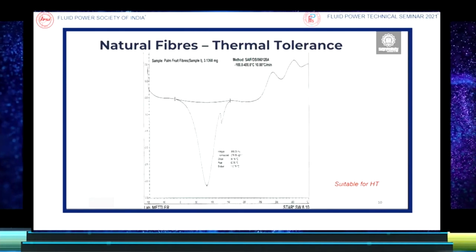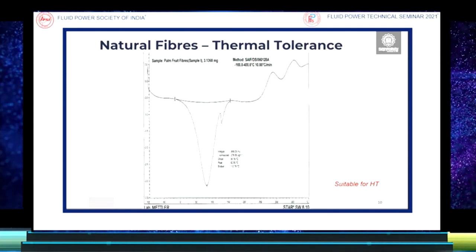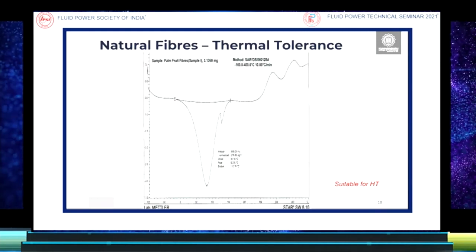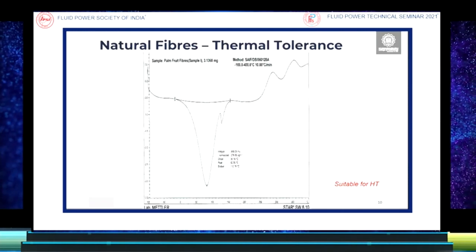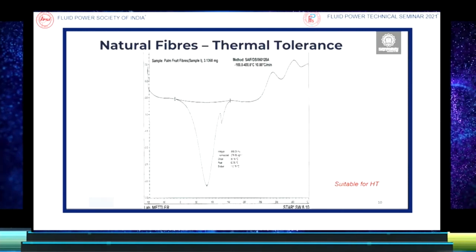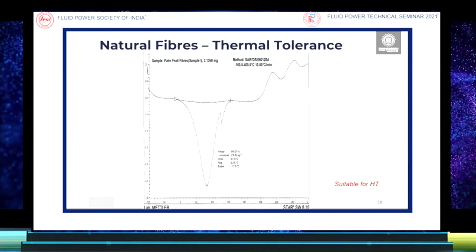So it means these fibers are suitable as a filter at various temperature levels. That kind of engineering is very much possible by selecting appropriate fibers. Again, this is a palm fiber. Next.